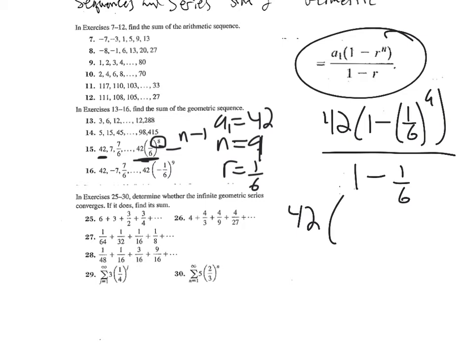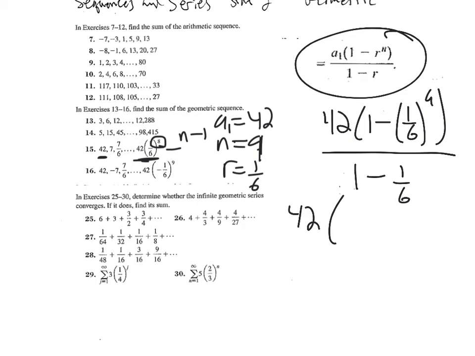Now, my graphing calculator might allow me to do this. Let's see. Raised to the 9th. Math, fraction. Nope, it's not letting me do that. What if I do it this way? 1 minus.